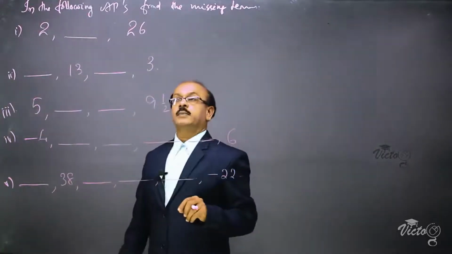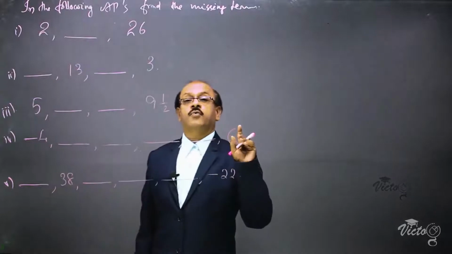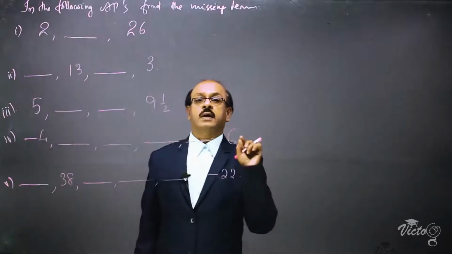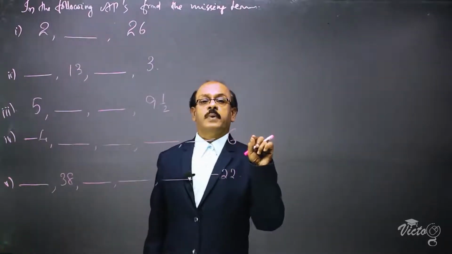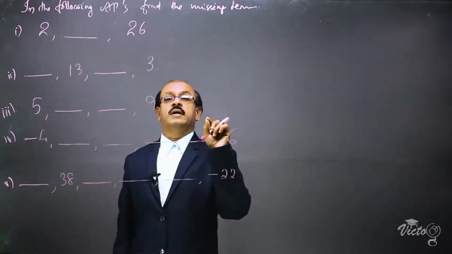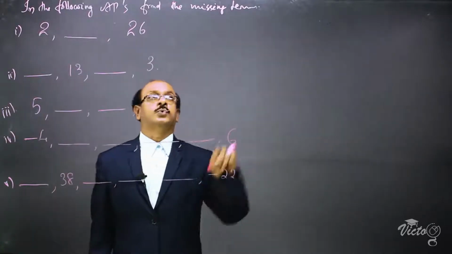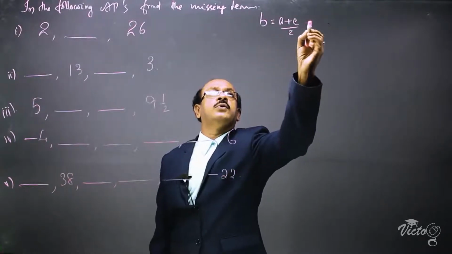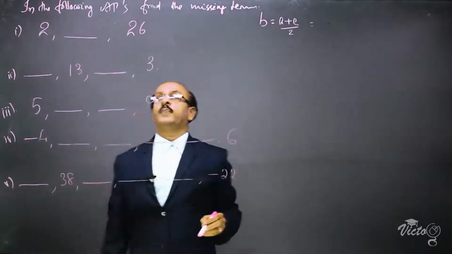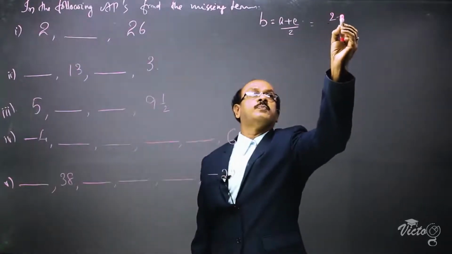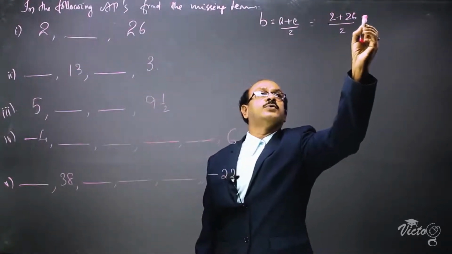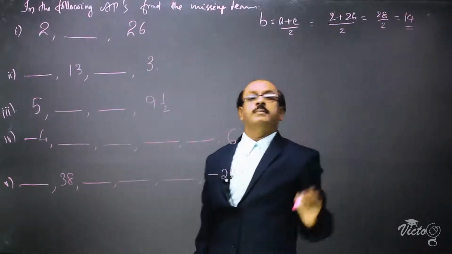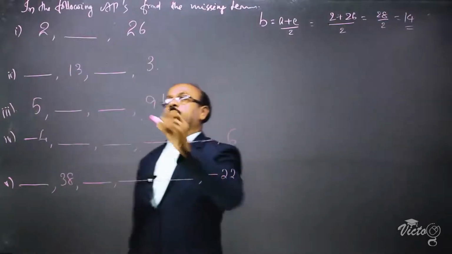For finding the missing term in the first question, remember the formula for the midterm. When three consecutive terms of an AP are given, the midterm B is equal to (A plus C) by 2. Using this, 2 plus 26 is 28, by 2 is 14, the missing term in the first question.